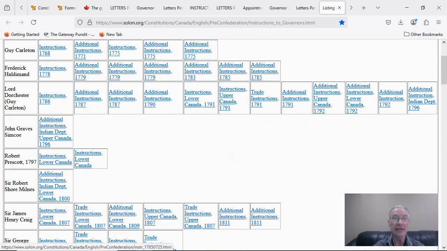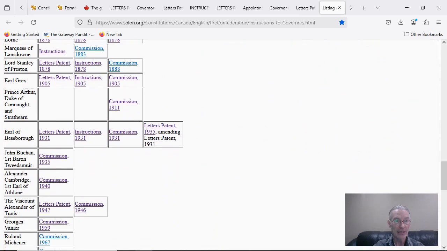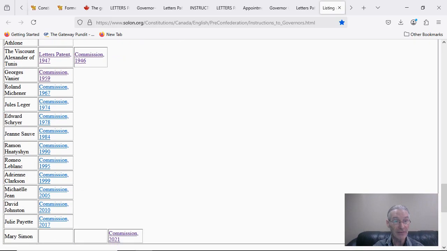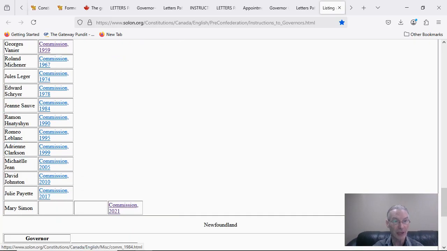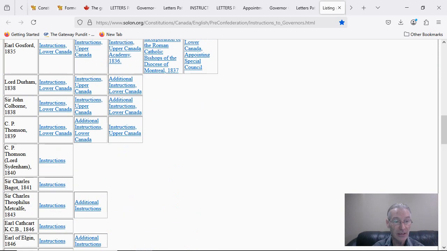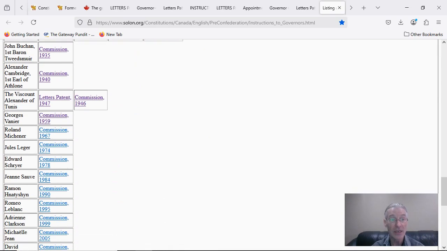If we look at the listings of Governor Generals in Canada, we can see Letters Patent 1931, and then the last one I showed you, the amending of the Letters Patent 1931, and then Commission, fraudulent letters 1947, Commission, all the way to our present day. Commission, still running under the fraudulent Letters Patent of 1947. As insane as that sounds, that's the truth.